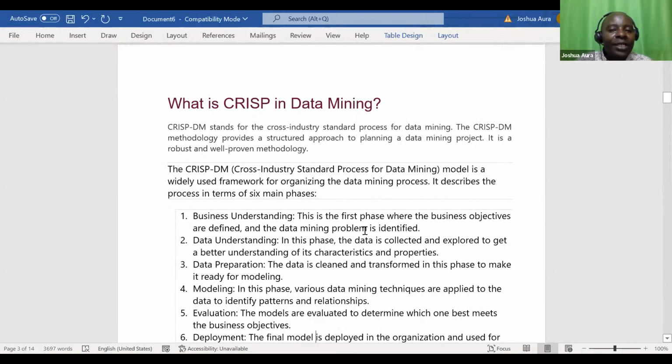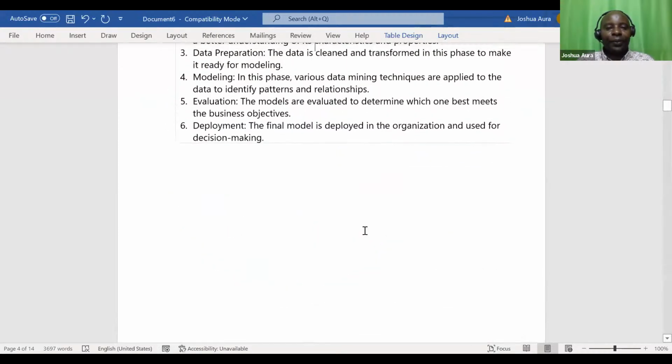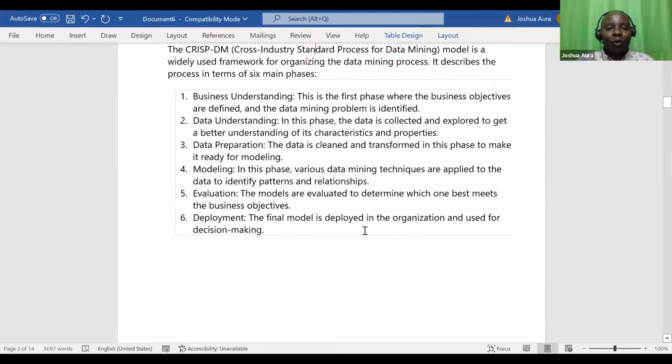This is the first phase where the business objectives are defined and the data mining problem is identified. Number 2, data understanding. In this phase, the data is collected and explored to get a better understanding of its characteristics and properties. So we must understand the data itself. Then we prepare the data. Data preparation: the data is cleaned and transformed in this phase to make it ready for modeling.